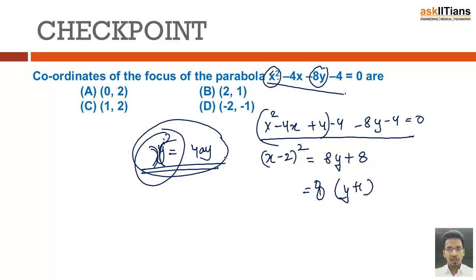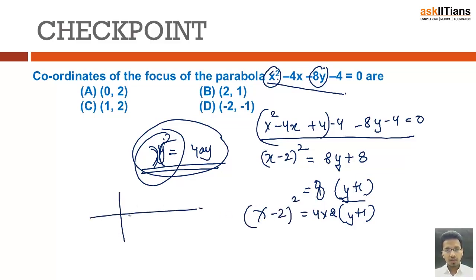Okay, the coefficient of y should be 1, that is the primary motive. And so this I can write as 4 into 2, and this will be y plus 1. So clearly the question is not over yet. So this will be the parabola whose vertex will be 2 comma minus 1.